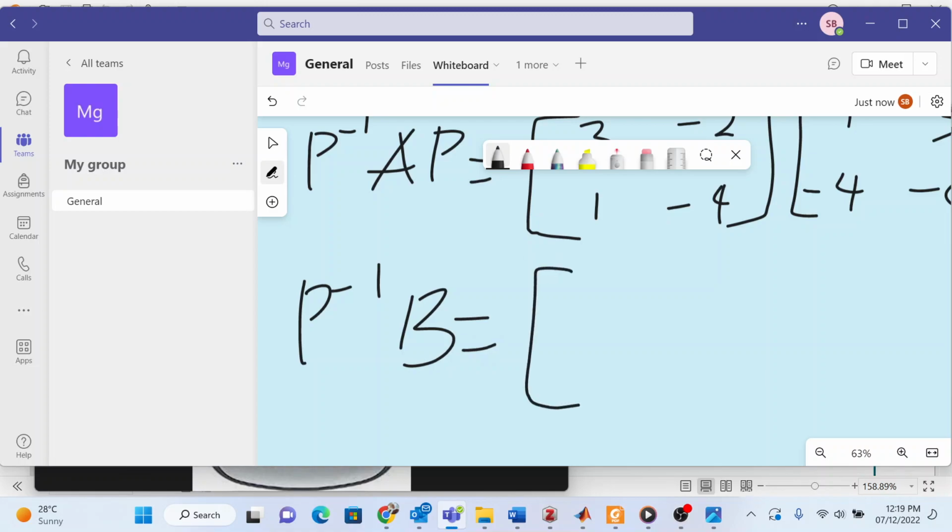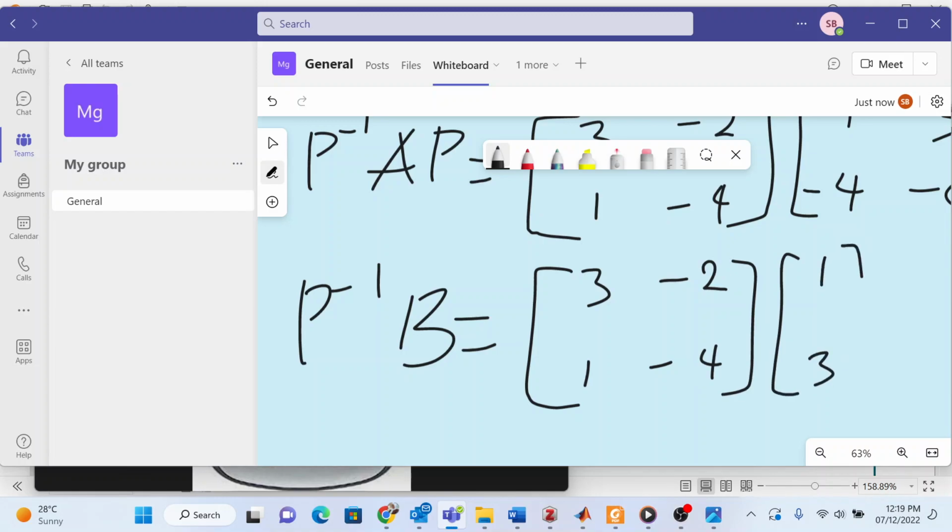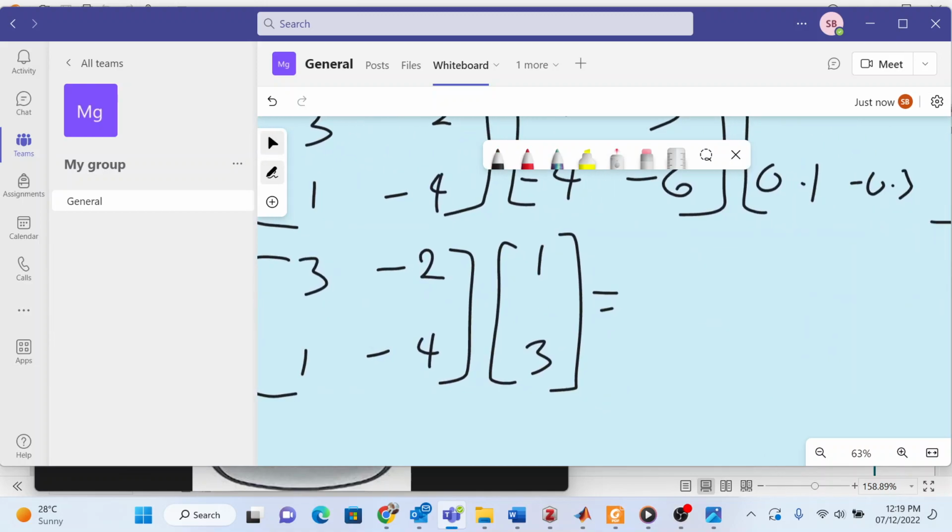So what is P inverse? That will be 3, 1, minus 2, minus 4. Then the B is from the question, from the first matrix there. So once we multiply them together, we are going to get minus 3, minus 11. We're going to get this one out.